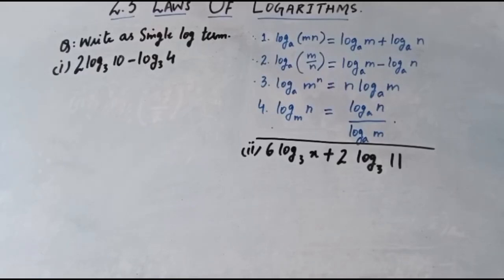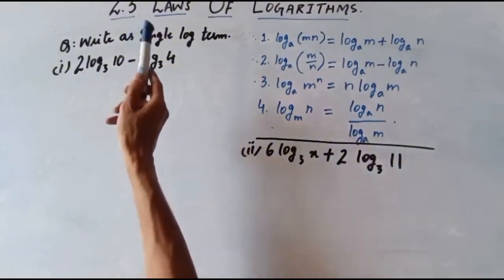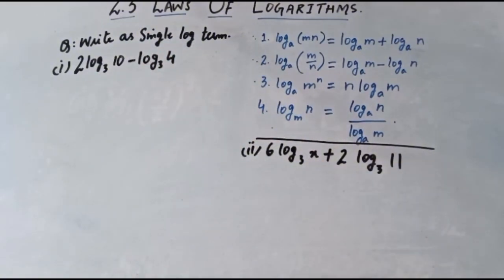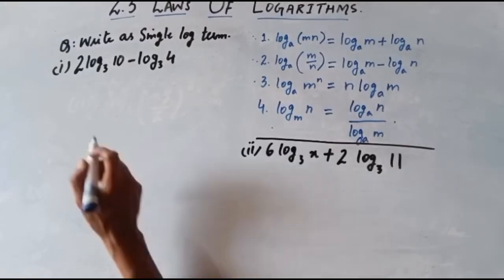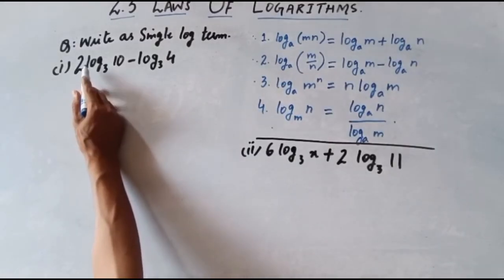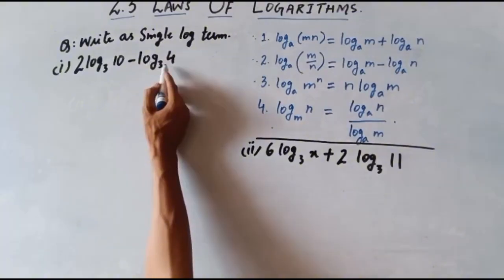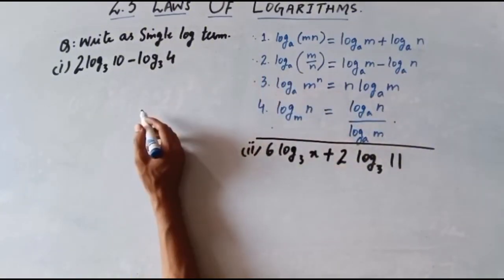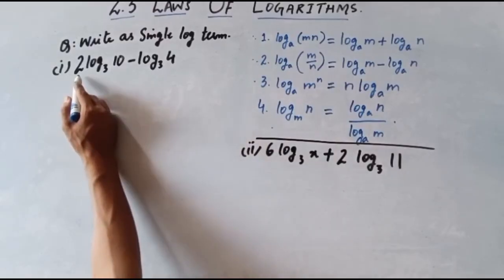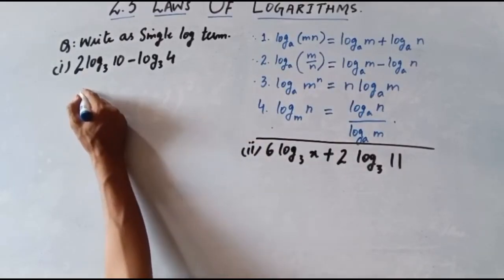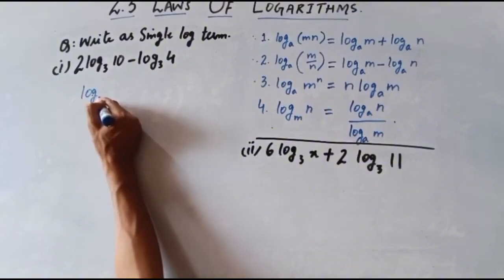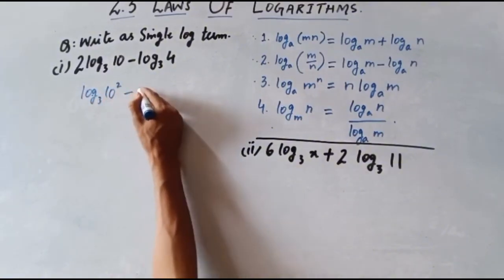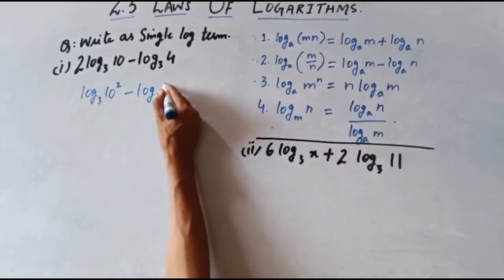Alright, now let's do the second type of the questions by using the laws of logarithm, which is the opposite of expand. And in this one we need to write our multiple log terms into a single log term, and we will apply same the laws of logarithm. So first of all over here we have two terms, 2 log base 3 10 minus log base 3 4. Remember the bases are same of the log, that's why we can apply the laws over here easily. So first of all we can write this coefficient as the power of 10. So we can write log base 3 10 square minus log base 3 4.